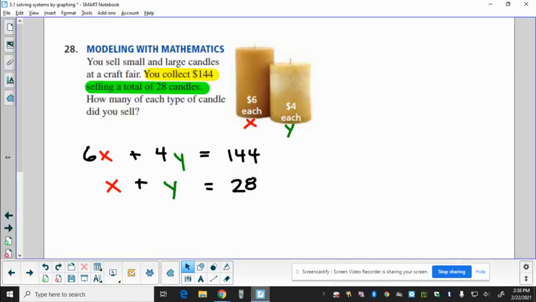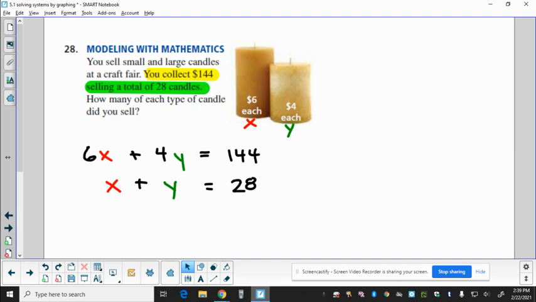Okay, so sorry for the interruption there. So there's the two equations. The first one represents the money that has been collected. The second represents the total of the items. Now, just take a second to talk about this. If you have two variables in a problem, you need two equations to get the solution.